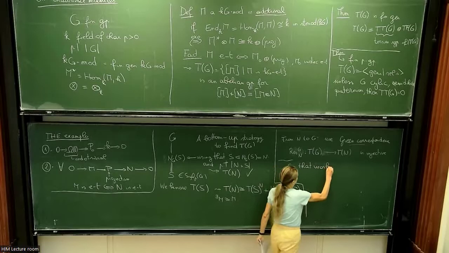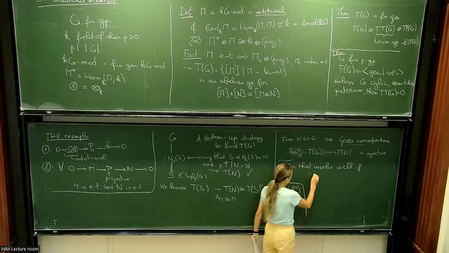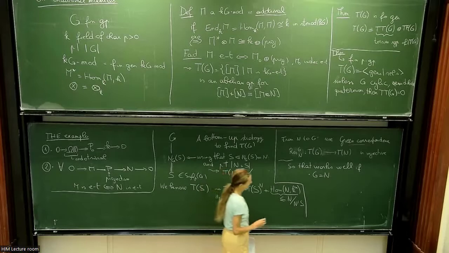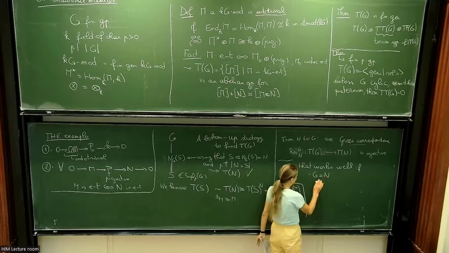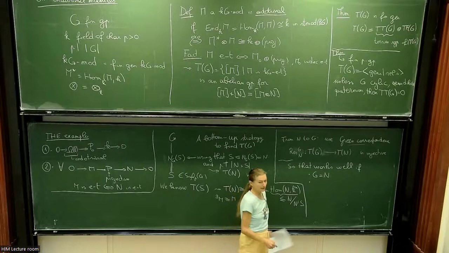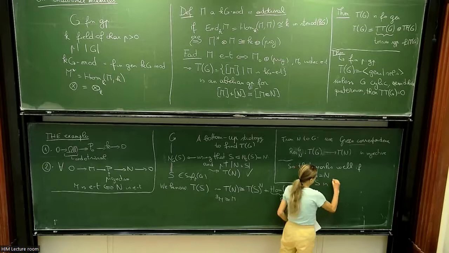The first trivial case is that if G is equal to N, I think that's okay. We can make it slightly more general here. I'm not going to say this now. It works also well in the opposite case. It works also well if it is TI, namely trivial intersection.